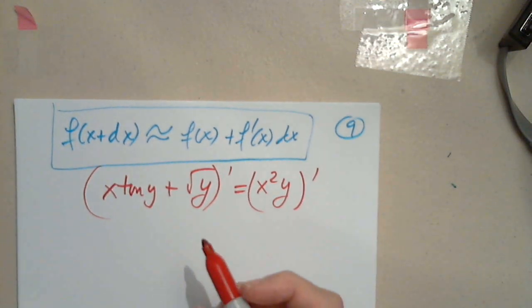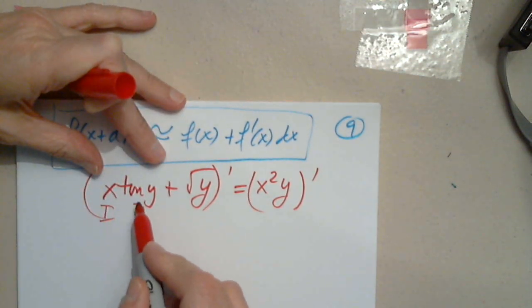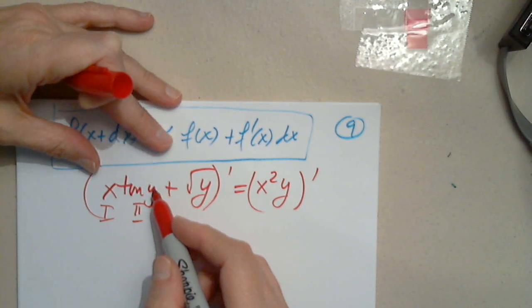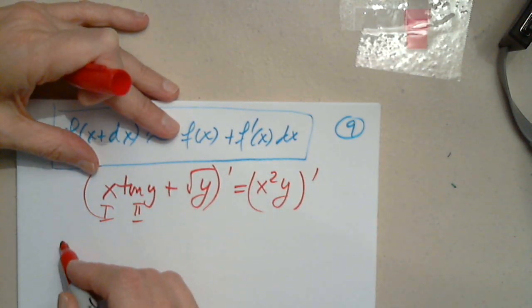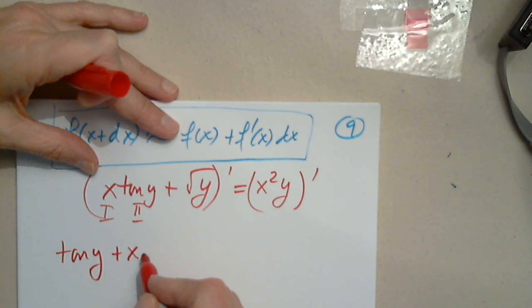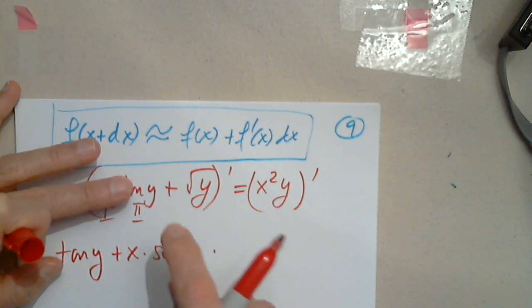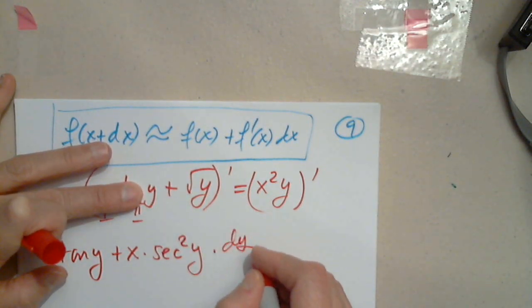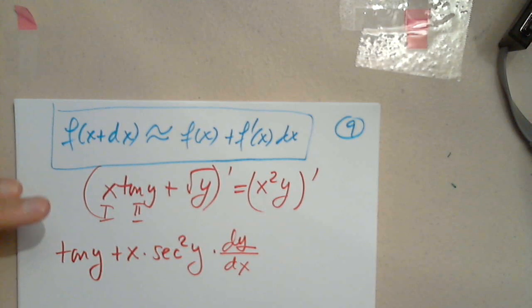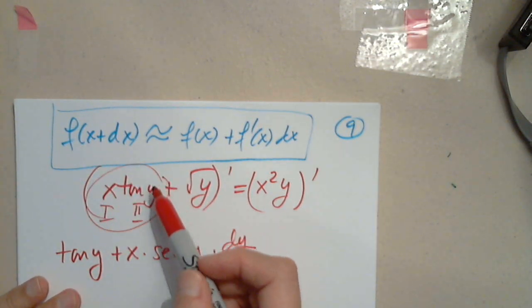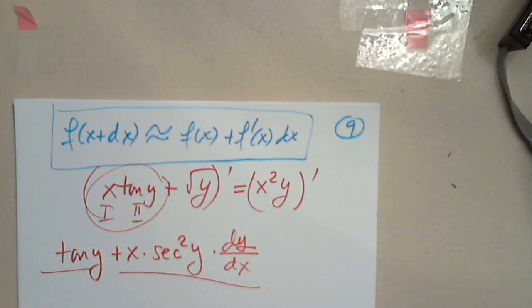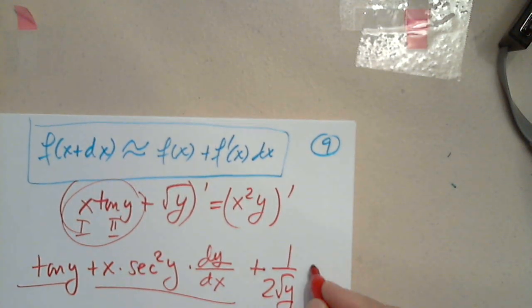Because we cannot solve for y. This is a product, function 1 and function 2, and actually function 3 inside. First, function prime is 1 times tangent y plus x times tangent prime, which is secant squared y, times the inner function prime, dy over dx. So remember, every time you have a product, you have to have a sum of two terms. Plus 1 over 2 the square root of y, but times the inner function prime, which is dy over dx.